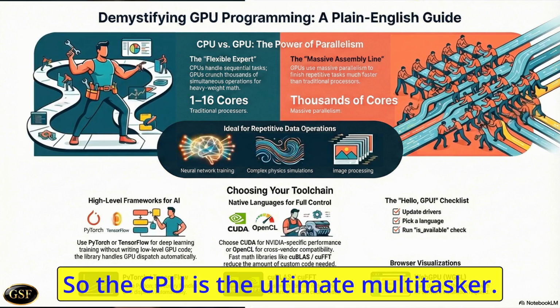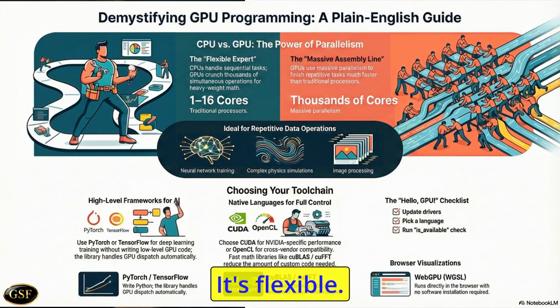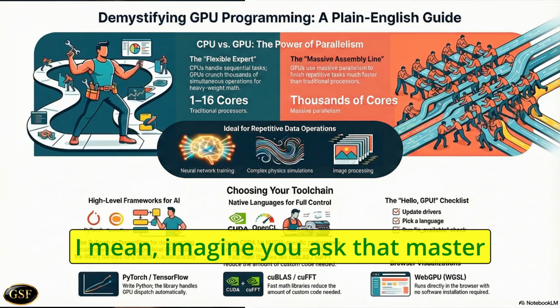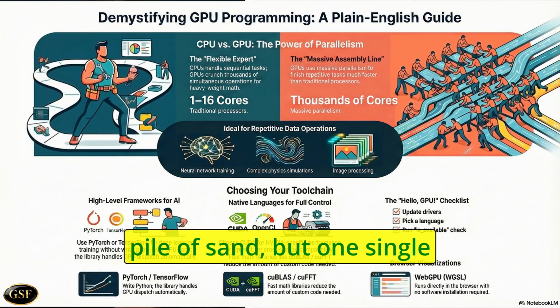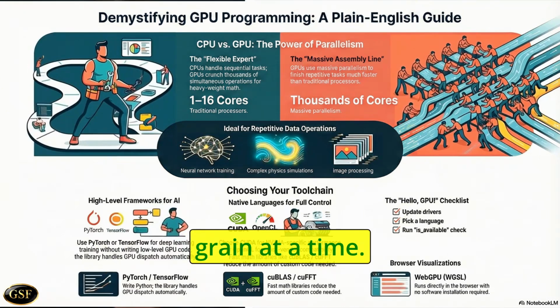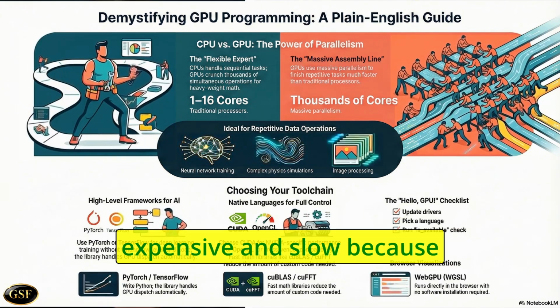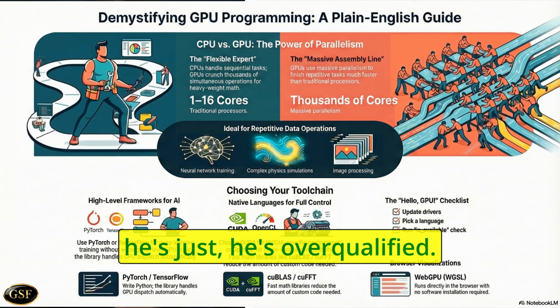So the CPU is the ultimate multitasker. It's flexible, it's quick on its feet. But it has a limit. I mean, imagine you ask that master craftsman to move a giant pile of sand, but one single grain at a time. Oh, that would take forever. He could do it, but he's going to be expensive and slow because he's overqualified.